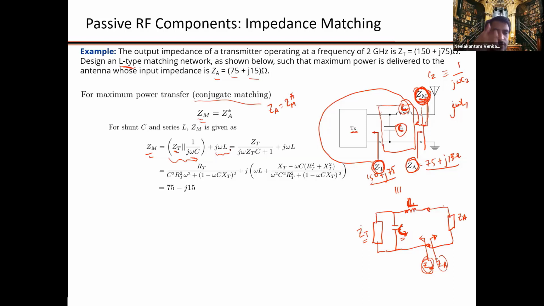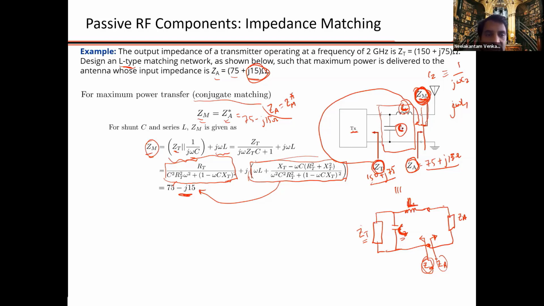So you have this j omega all over the place. You want to do it so that it all comes to the numerator, so that you can separate out the real part and the imaginary part. When you do that, after a tedious process, you end up getting a real part and an imaginary part. This real part should be the same as the real part of the antenna, but the imaginary part should be the negative of the imaginary part of the antenna, because it's the conjugate ZA star, which is 75 minus j15 ohms. So this real part must be 75 and this imaginary part must be 15.